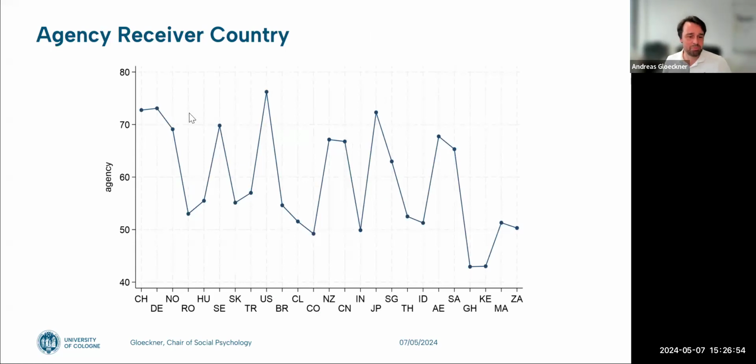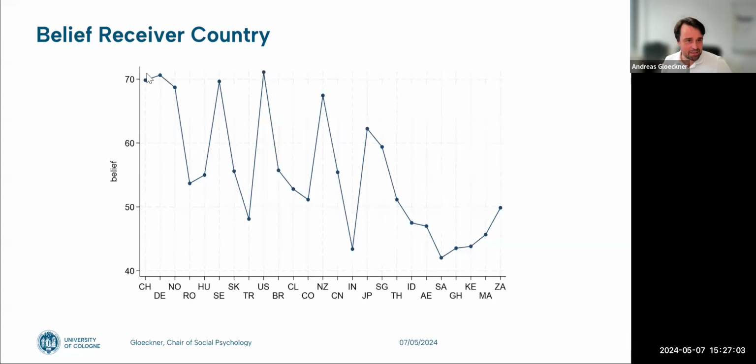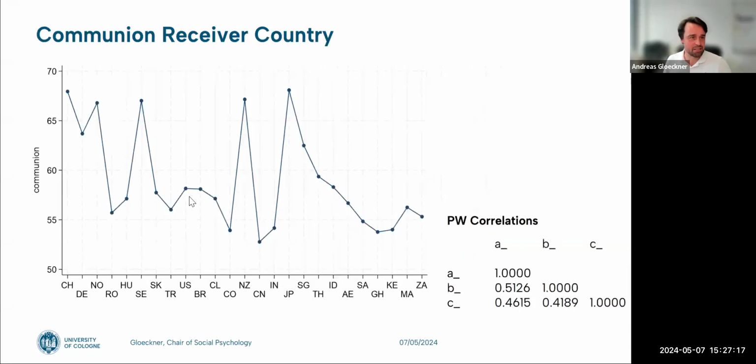Yeah, and people think that people from the US, from China, from Germany are quite agentic, which makes sense. People think that people from China, Germany, Norway, Sweden, and the US are more on the liberal side, and the Arabic countries are more on the conservative religious side, which also makes sense. And communion, people think that New Zealand people, Swedish people, Japanese people are more communal than people from Brazil, for instance, Chile, and so on. These factors are to some degree correlated, 0.40, 0.50, so keep in mind they're not independent.